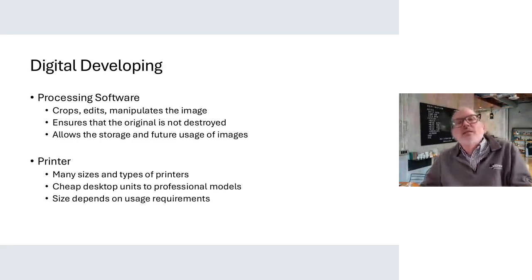Okay, and then so in the digital world, once our image is processed, then we have a printer, which can be a little home printer, black and white or color, whatever your circumstance is. It can be a little printer, or a cheap desktop unit, to a professional model, which can be small in size, or it can be large in size, which will do murals or very large pictures, and those tend to be many thousands of dollars.